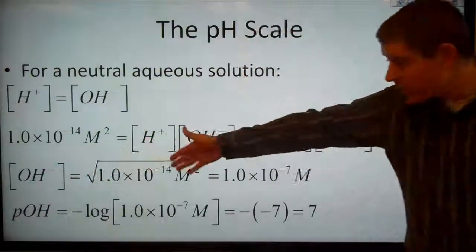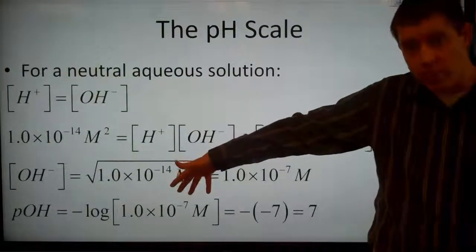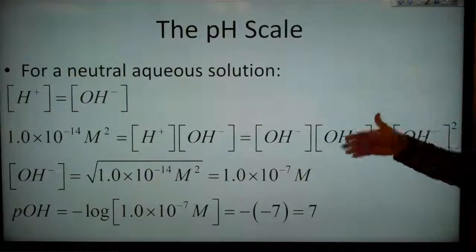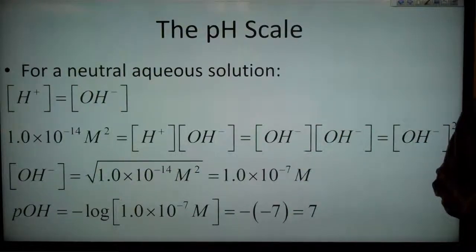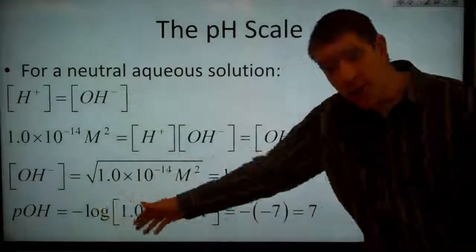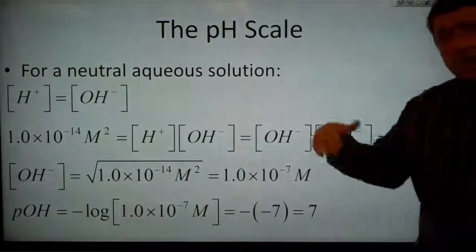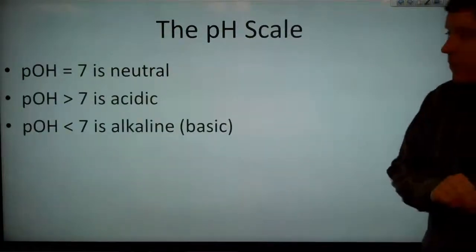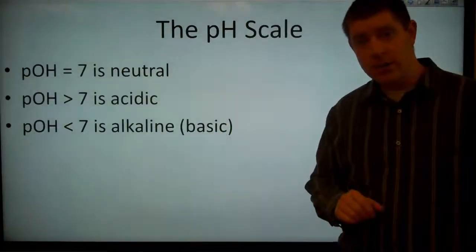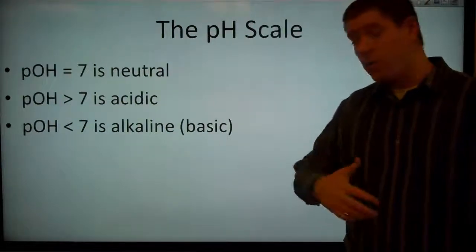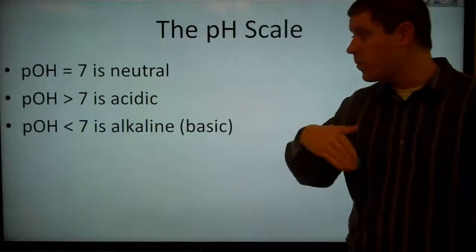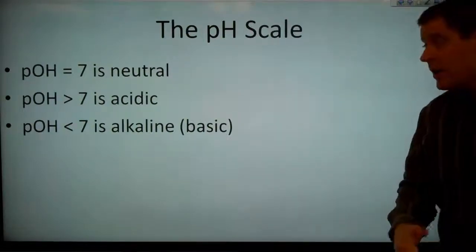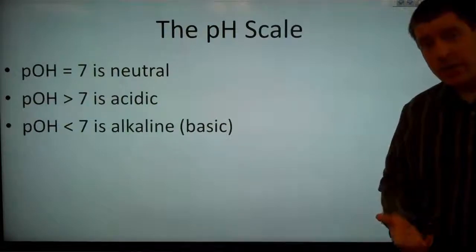And then the pOH is equal to minus log base 10 of 1.0 times 10 to the minus 7 molar, which gives us negative negative 7, which is positive 7. So again, the pOH of a neutral solution is 7. The pH of a neutral solution is 7. So if we have pOH equal to 7, we have a neutral solution. If we have a pH greater than 7, pOH less than 7, it's a basic solution. If the pOH is greater than 7, then it's an acidic solution.